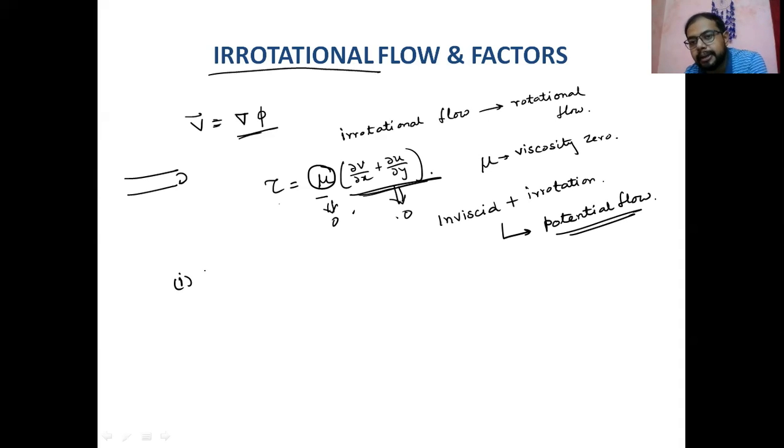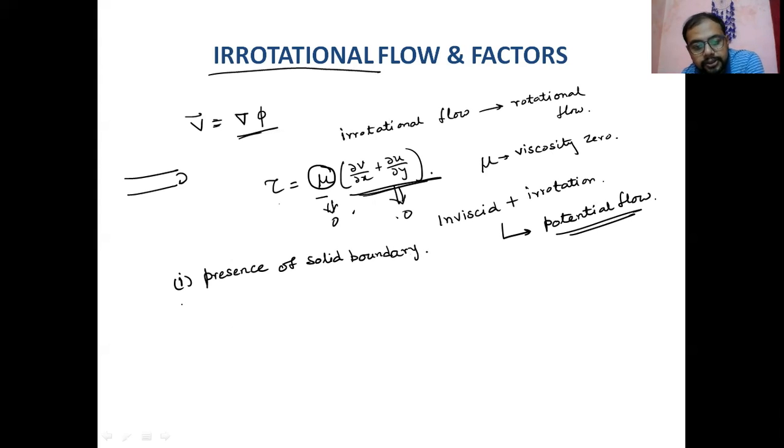If there is a presence of any solid boundary, because of the solid boundary, slip will occur in between two layers, and adjacent to the boundary there is a no slip condition, you know. So because of the solid boundary, some rotationality may be induced. So irrotational flow may be converted into rotational flow.